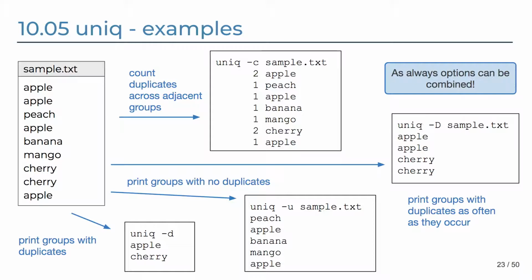Then we have another one where you get the count of duplicates. So this starts again from the top: we have 2 times apple, 1 time peach, and so on, then 2 times cherry. It just prefixes the line with the number of occurrences in an adjacent group.